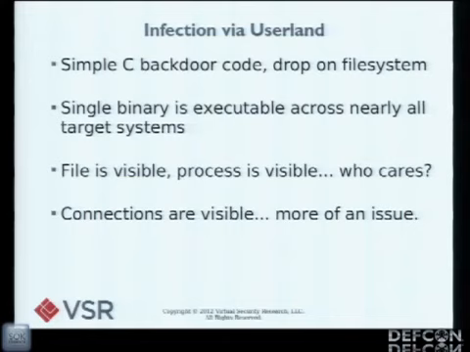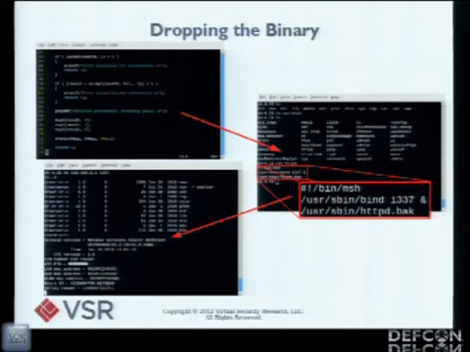So just looking at user land, it's very simple. Just do a quick backdoor code in C, drop it on the file system. So again, you have the same one binary, which is executable across nearly every device. You have the file, but you have a problem. The file is visible, the process is visible, but honestly, who cares? No one's going to see the file system, no one's going to see the process list unless you solder into the pads, which at that point is probably sitting in an FBI office on some forensic person's desk.